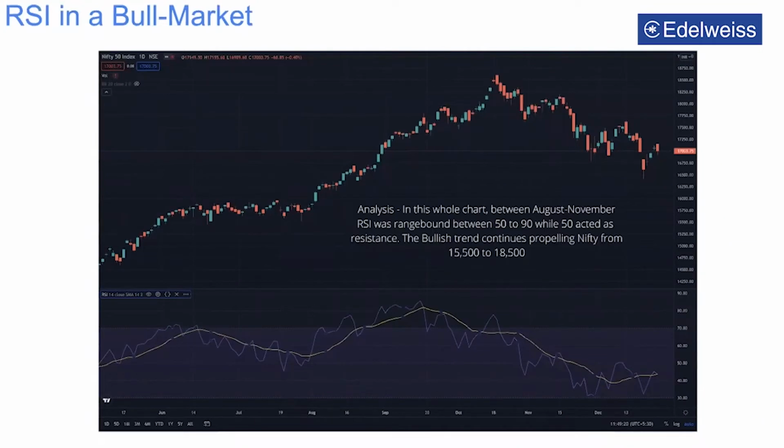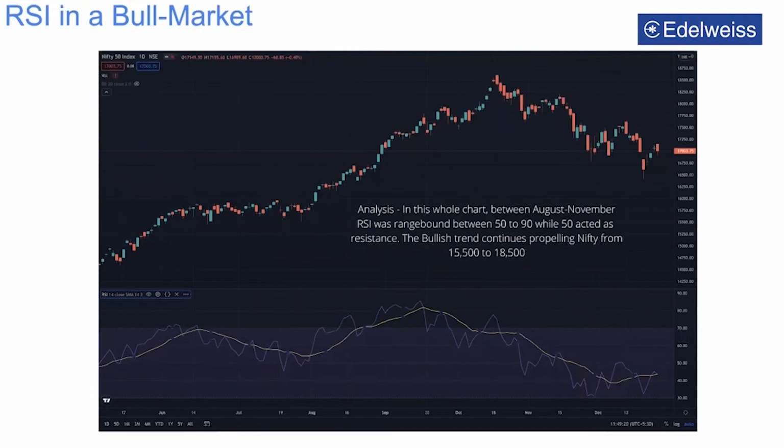As you can see, there are no breaks below the levels of 50, and the RSI was quite above 70 for quite some time. 60 levels were also very sustainable, and when there was 90, there was very good momentum seen. So of course I'll read what is written on this slide. This whole chart between August and November, RSI was range bound between 50 to 90 levels, where 50 acted as a support. The bullish trend continued, which propelled the Nifty from 15,500 to 18,500.